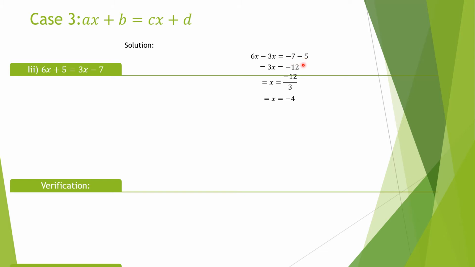Two same signs will be added. It becomes minus 12. The sign will be of the greater term. The greater term is minus 7, so the sign will be minus. Now 3 is multiplied by x, shifted to the right side, it changes into a fraction. Minus 12 upon 3 is equal to minus 4. This is the answer.